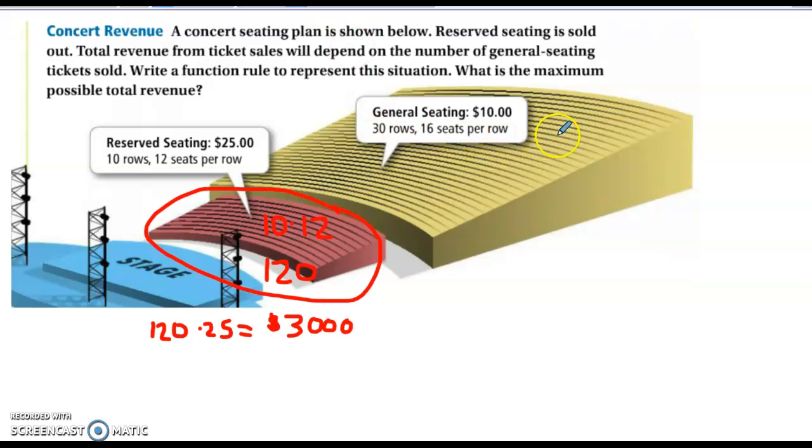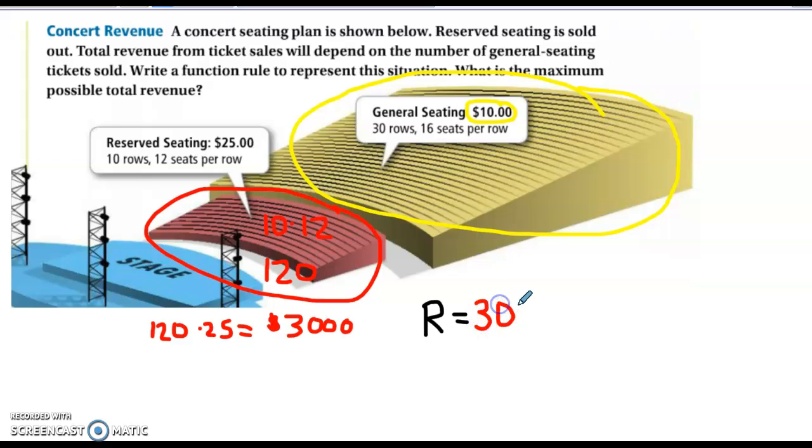All right, so now I've got this general seating here, and I'm selling those at $10, and I don't know how much I'm going to sell. So I know my revenue is going to equal, well, I've already sold all of my red seats, so I've already made $3,000. So I've made my $3,000 plus I'm going to make $10 for every general seat I sell in the yellow section.